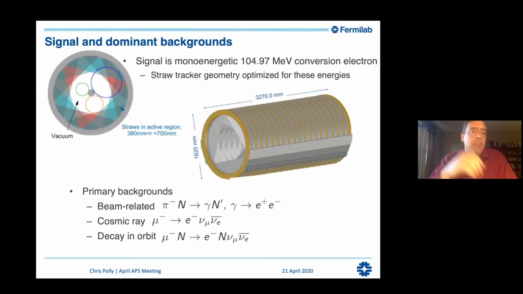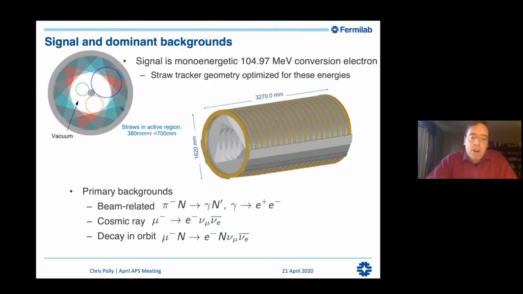So the signal that they're looking for is a monoenergetic 104.97 MeV conversion electron. They build their straw tracker in a way that it's optimized for these energies. You can see it's this interesting arrangement where there's no material in the middle, so the smaller energy electrons essentially leave no signal in the tracker, and it's only the larger energy conversion electrons that leave tracks through the planes that can then be reconstructed.